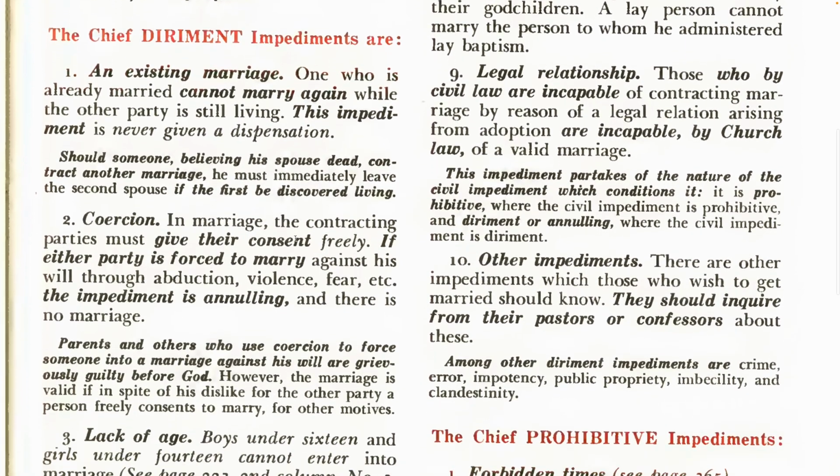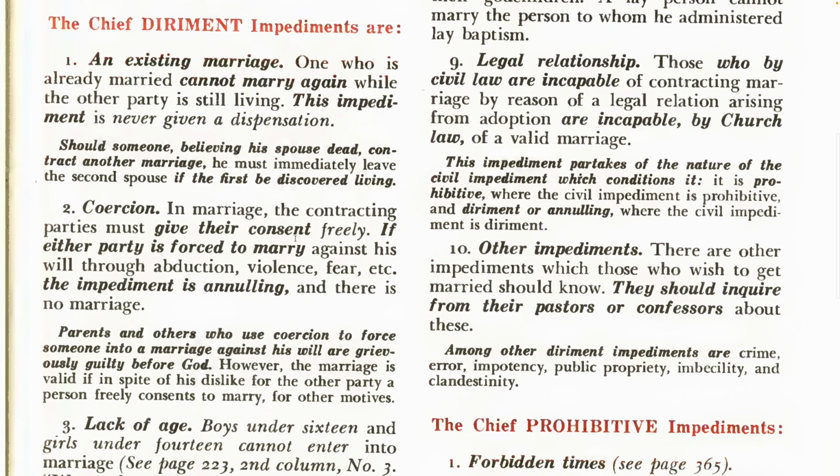The chief diriment impediments are, an existing marriage. One who is already married cannot marry again while the other party is still living. This impediment is never given a dispensation. Should someone believe his spouse dead and contract another marriage, he must immediately leave the second spouse if the first be discovered living.